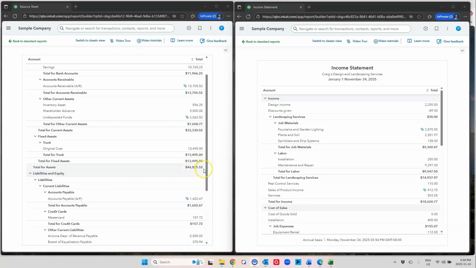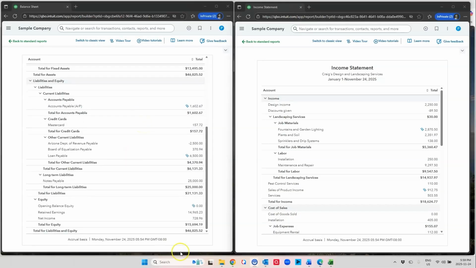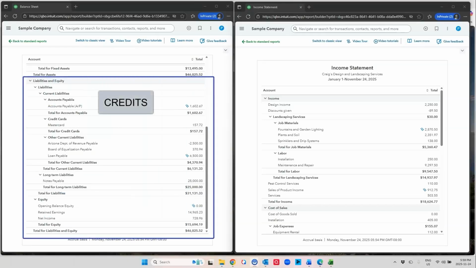The total for our assets is $46,825.52. We're going to pop down here to the bottom and look at this, $46,825.52, our balance sheet balances, which means our total debits for the assets are $46,825. That kind of tells you that this section down here, our liabilities and our equity, are our credits, because the debits and the credits must equal each other. That's just accounting law. So liabilities, as you can see here, are accounts payable, credit cards, things that you owe.